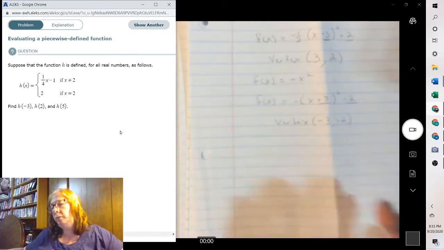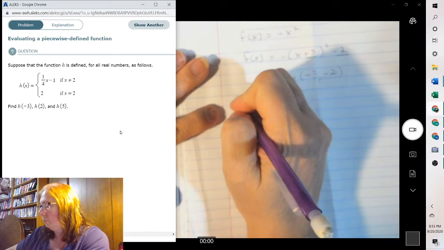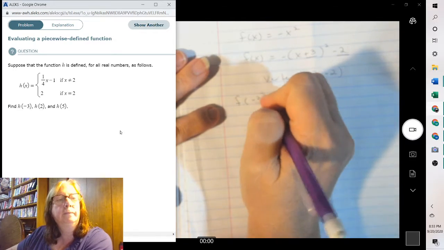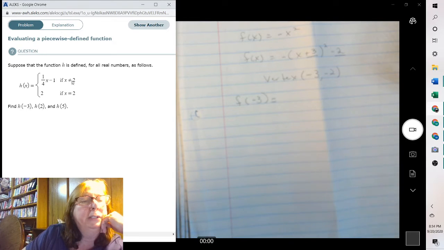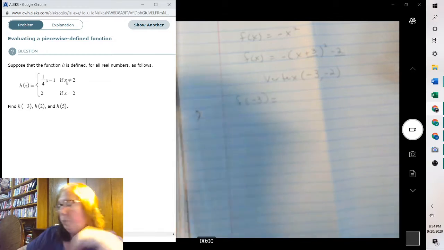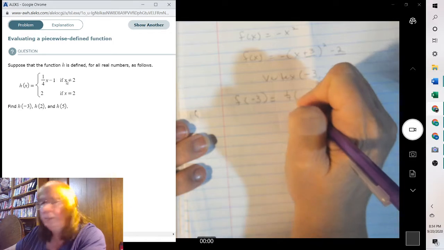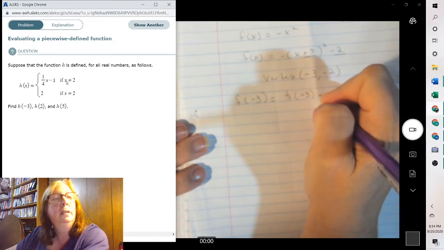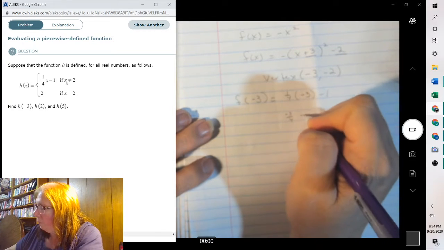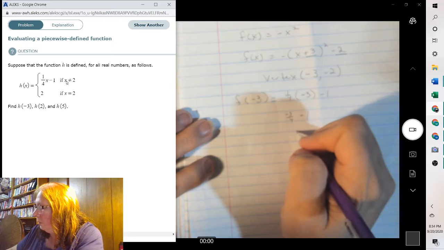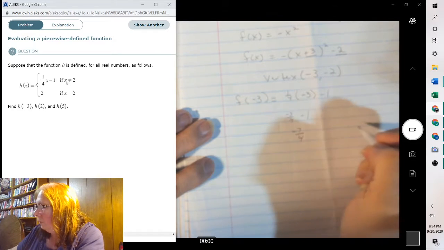Okay, evaluating piecewise functions. First one, -3. So you want to see which one it falls into. If x equals 2, we use this. If it does not equal 2, we use this one. And -3 does not equal 2, so we use the top one. 1/4 times -3 minus 1. So this would be -3/4 minus 1, which is -7/4.